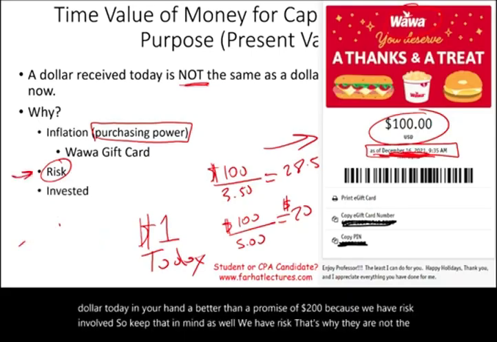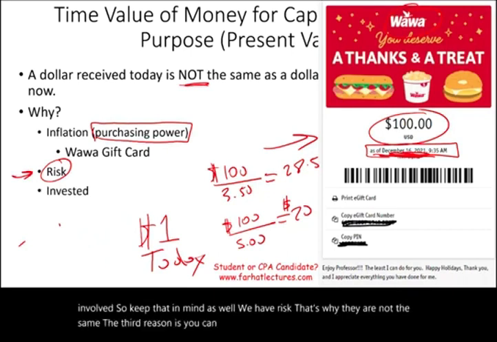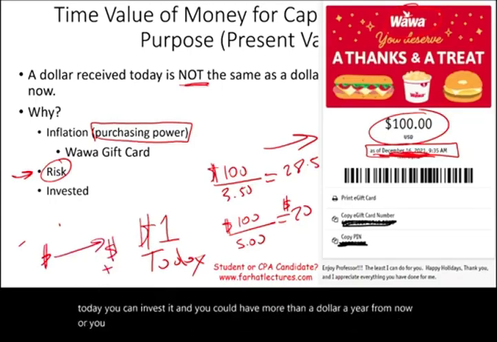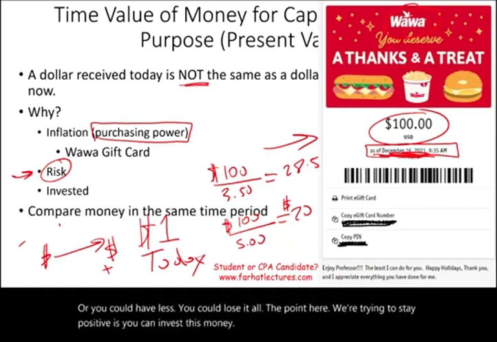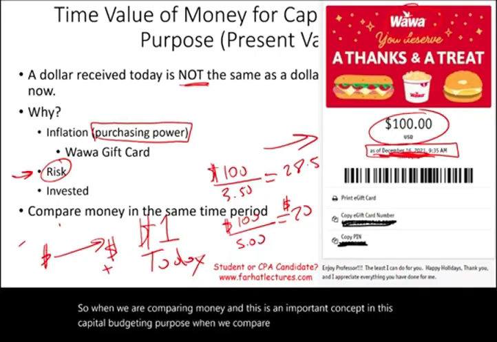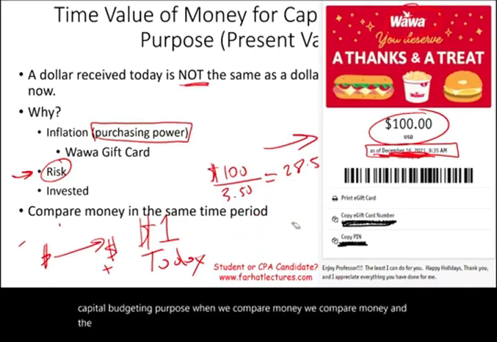The third reason is you can invest this dollar. If someone gave you $1 today, you can invest it and you could have more than $1 a year from now. Or you could have less, you could lose it all. The point here, we're trying to stay positive, is you can invest this money. So when we are comparing money, and this is an important concept in capital budgeting, we compare money in the same time period. So we cannot compare money.